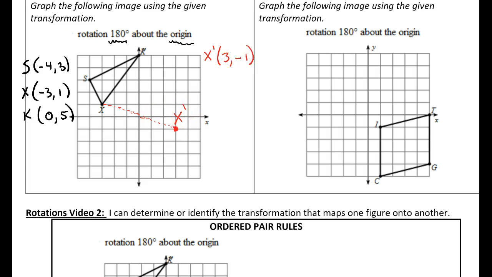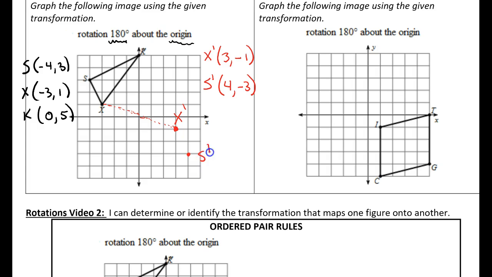So let's take a look at what's going on here. Here's X at -3, 1, and here's X prime at 3, -1. So the -3 changed to +3, and the 1 changed to -1. So basically, all we did was we did the opposite of each of the coordinates. So let's do the same thing for S. This is -4, +3, so I'm going to change it to +4, -3. 1, 2, 3, 4, -1, 2, 3.